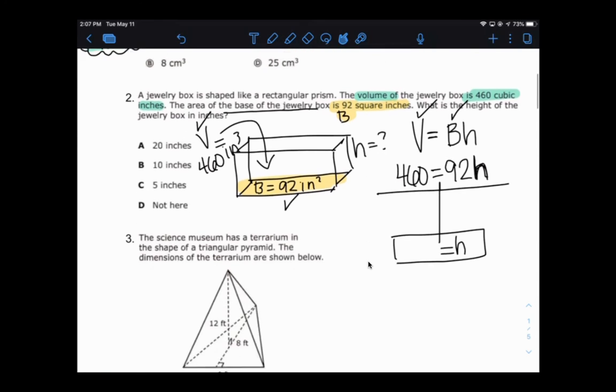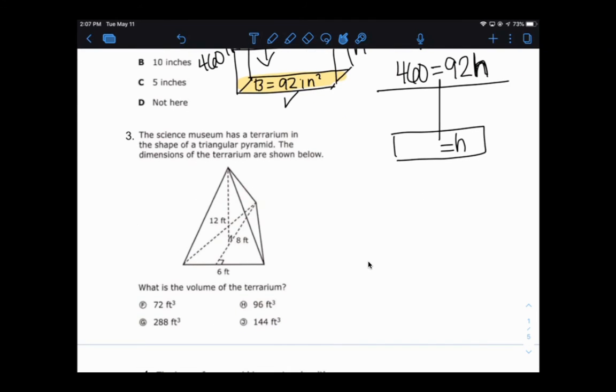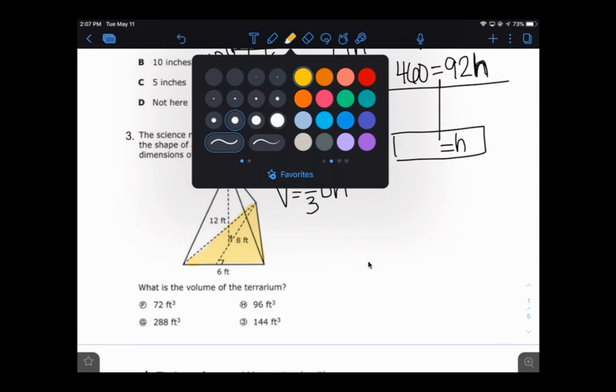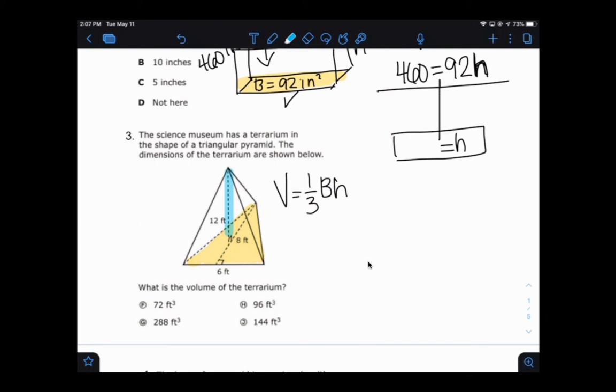Then the last problem I'm going to explain in this little video is number 3. It says the Science Museum has a terrarium in the shape of a triangular pyramid. The dimensions of the terrarium are shown below. What is the volume of the terrarium? So I see this as a pyramid. So the formula to find the volume of a pyramid is 1/3 of the area of the base times the height. So I need to identify, okay, the base is a triangle, right? And the height of the pyramid here is 12, right?